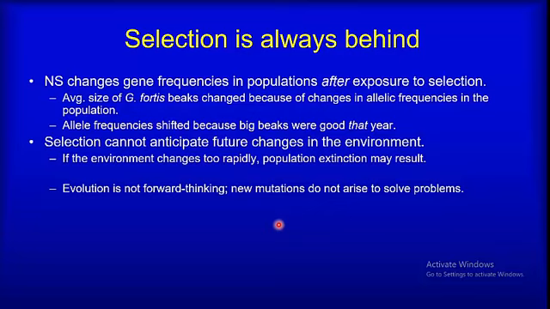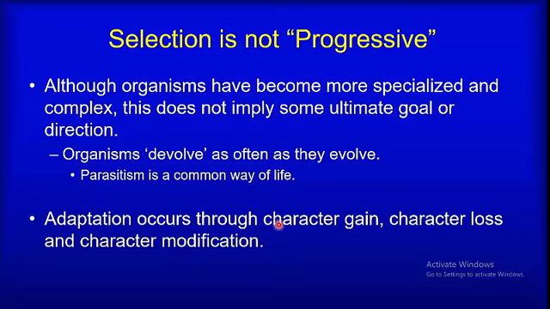Now, because selection cannot anticipate future changes, evolution as a process is not a future thinking process. It's not a forward thinking process. New mutations arise by whatever is their probability. They do not arise for a purpose. So evolution is a blind process in that sense. And selection doesn't always improve an organism.